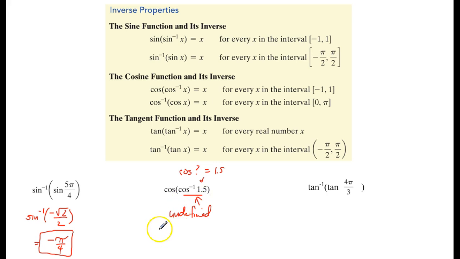So we can't do this problem at all. There is no such arc cosine output of that input. There is no way I can put that into the cosine function. That's out of the interval, negative 1 to 1.